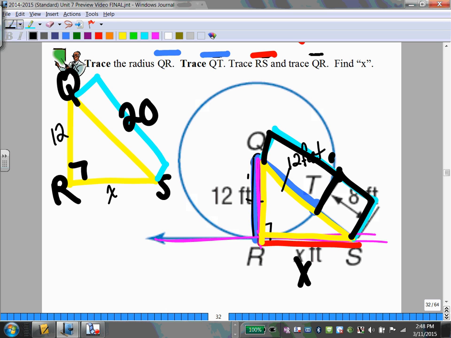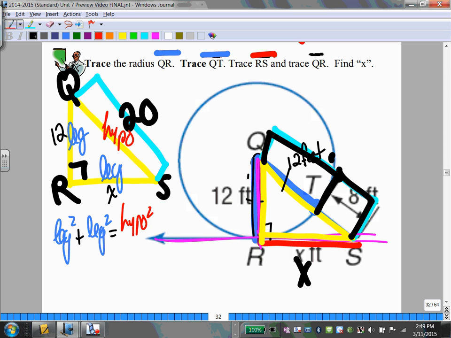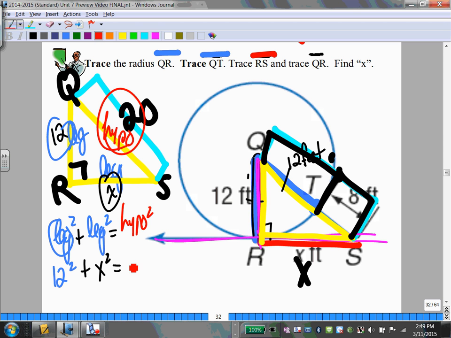On that note, we're going to be doing leg squared plus leg squared equals hypotenuse squared, and here's the hypotenuse. This is not a 45-45-90, but we do have 2 legs. So we have 1 leg, it's 12 squared. Our other leg, we don't know. Our hypotenuse, we do.